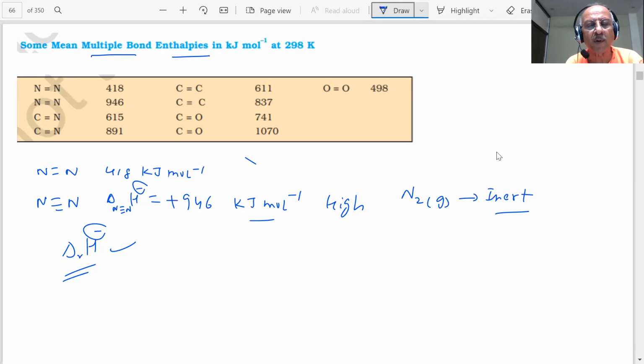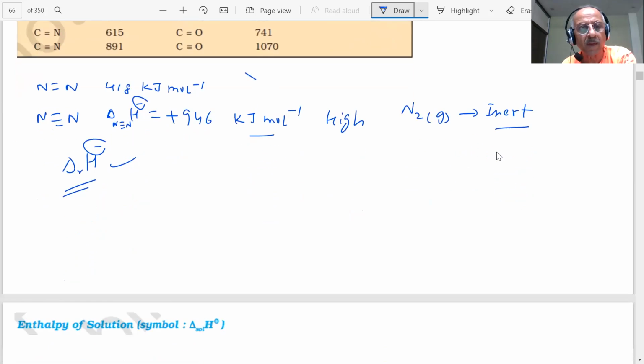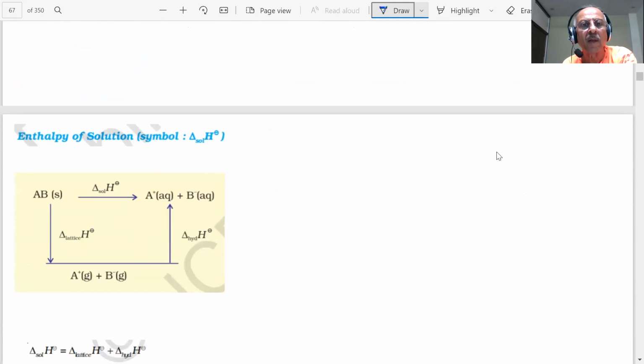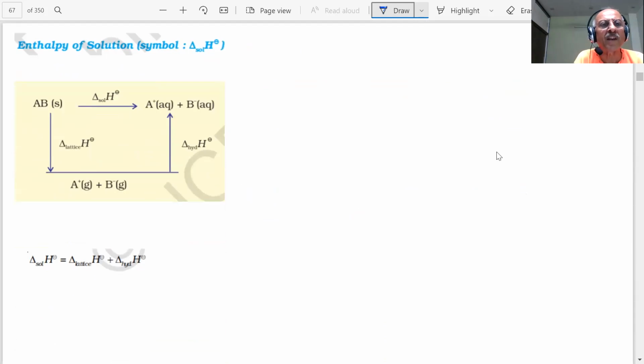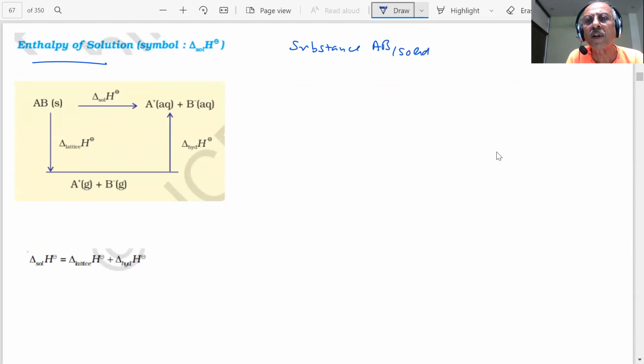These are particularly important, student. What do you mean by enthalpy of solution, student? What do you mean by enthalpy of solution of a substance? If you have a substance AB in solid form, and I put it in water, what will happen?